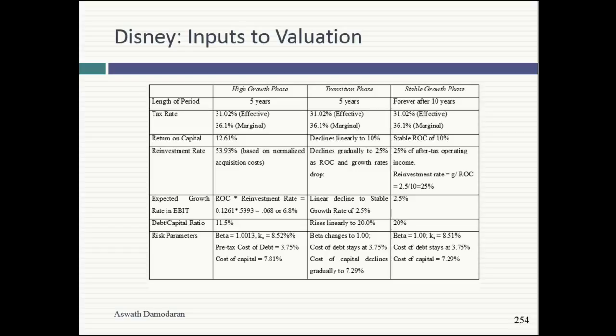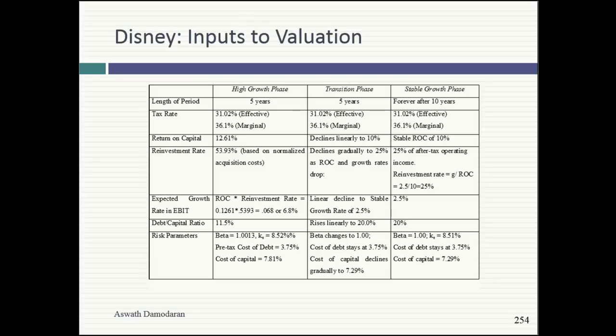Beyond year 5, I put it into what I call a transition phase. To see what I'm doing in the transition phase, go beyond to year 11. In year 11, I make them a mature company. Their growth rate goes to 2.5%. Their return on capital goes to 10%. Their cost of capital goes to 7.29%. More mature, lower growth, lower cost of capital company. For years 6 through 10, all I do is move each number from where it is today to where I think it should be in year 11.